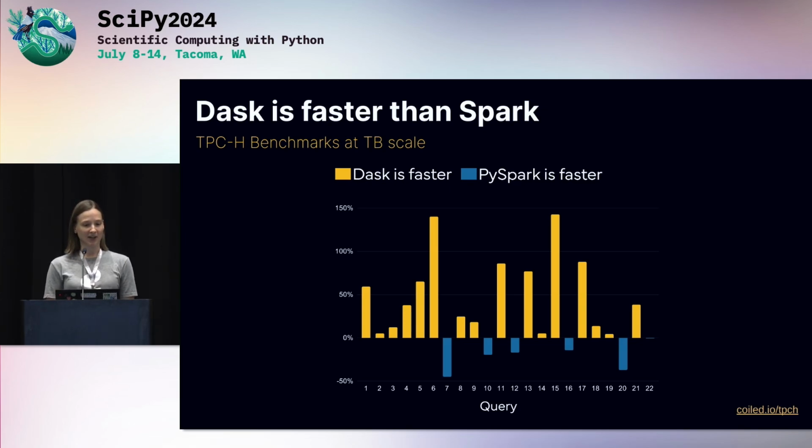So we've done a number of benchmarks at scale using Coiled to deploy Dask on the cloud. And we found that Dask is even faster than Spark at terabyte scale. If you'd like to hear more about this, my colleague James Bourbeau is going to be giving a talk at 2:30 later this afternoon, and he is going to go a lot more into these details.